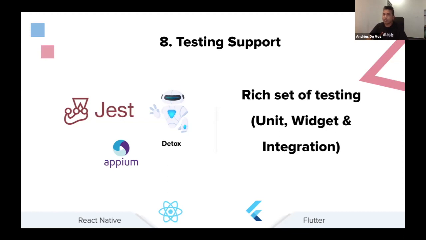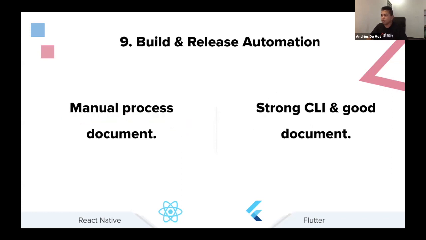So number 9, build and release automation. For React Native, the official document doesn't have an automated step to deploy an iOS app to the App Store. However, it provides a manual process document. But it's not like Flutter. Flutter has a strong command line interface. We can even create a binary of the app using the command line and follow the instructions in the Flutter document for building and releasing Android and iOS.